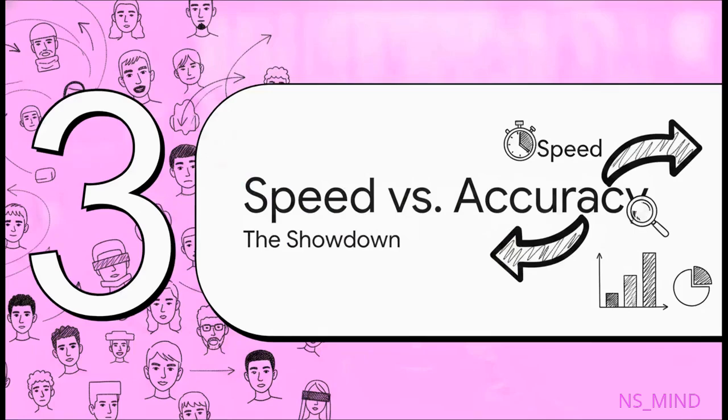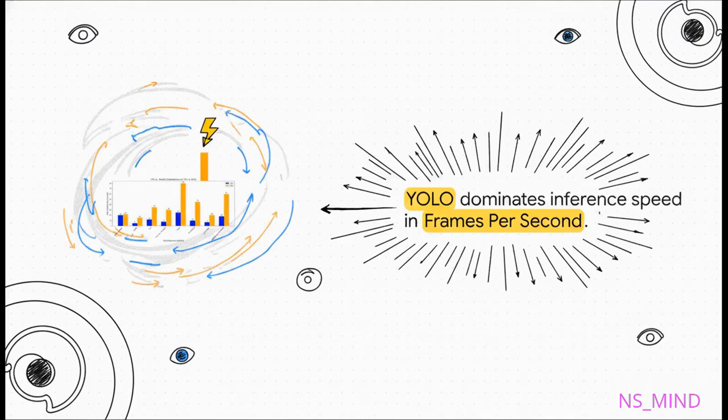All right, Section 3, speed versus accuracy. Time for the showdown. So, to find out who actually wins this heavyweight fight, researchers tested these models using the WIDER FACE benchmark dataset. Now, this is the absolute gold standard for testing varied poses and really severe occlusions. If we look at inference speed, we're measuring frames per second, or FPS. And what jumps out immediately here?